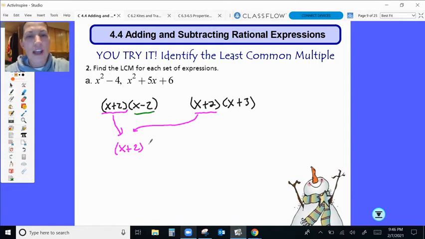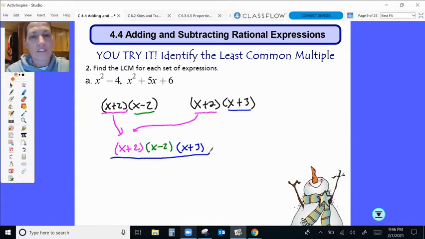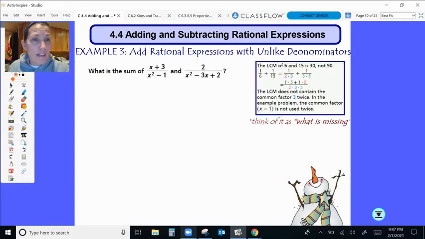Then the other two are going to have to add an x minus 2, because that's part that's missing, and we're going to have to add an x plus 3 because that is missing, okay? And that's how you find your least common multiple right here. And there you go, okay? That's my LCM. So that's kind of what we're going to be doing when we have to add and find a common denominator, all right?